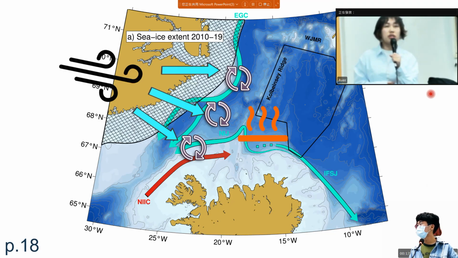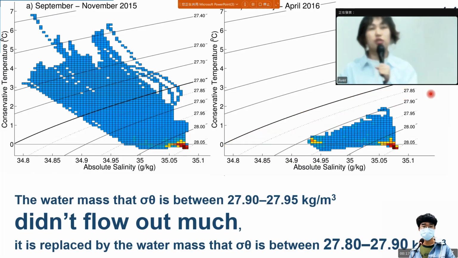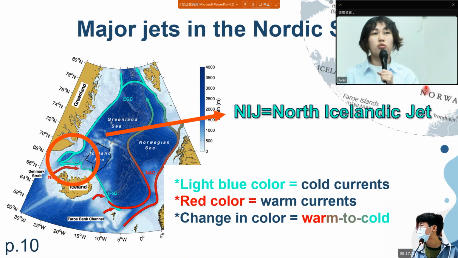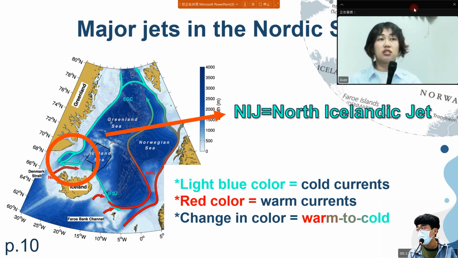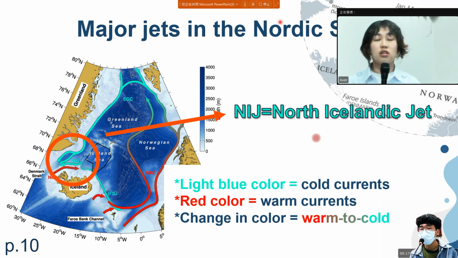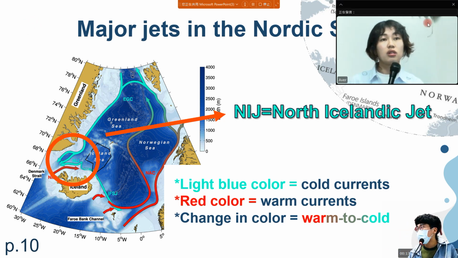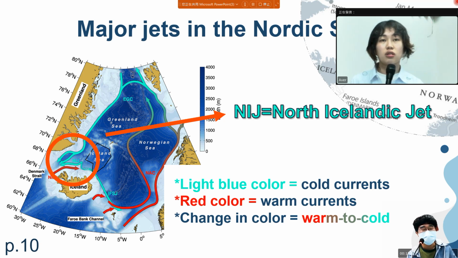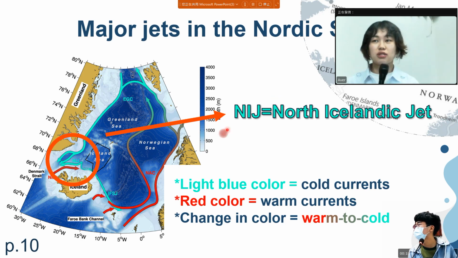What is the NIIJ, the jet, I mean? What is a jet? Okay, a jet is a smaller current but a faster current that appears in the shallow narrow ridge. Okay.